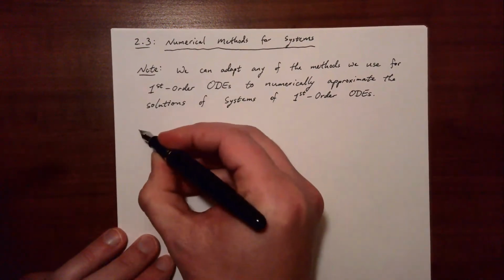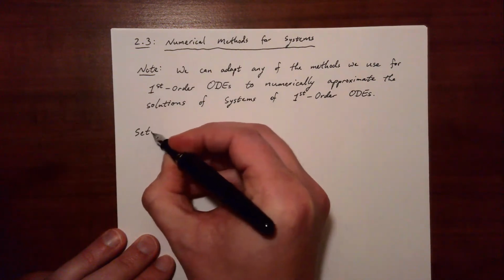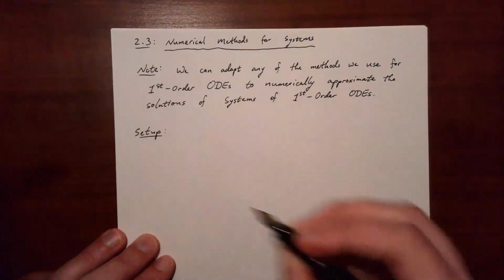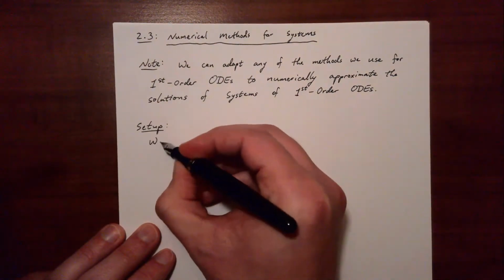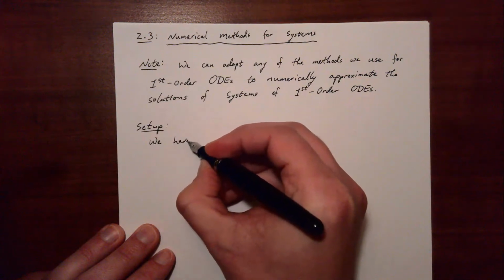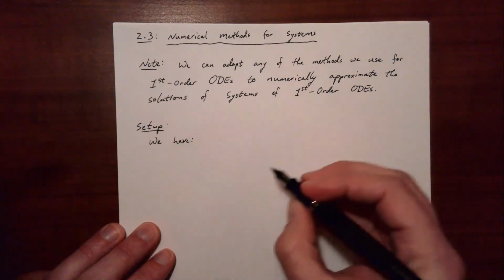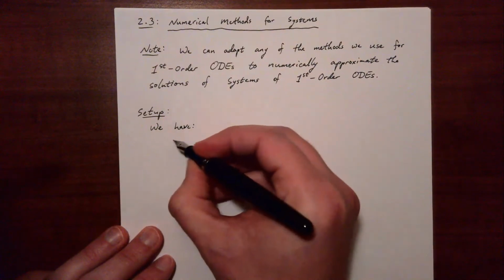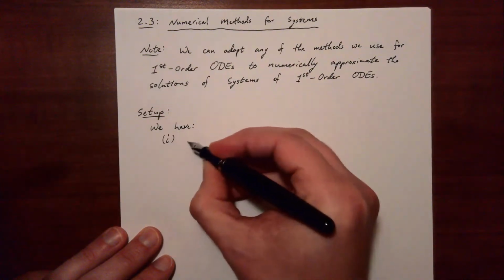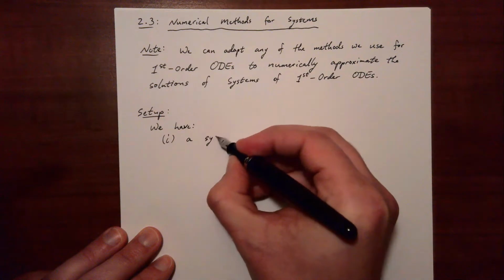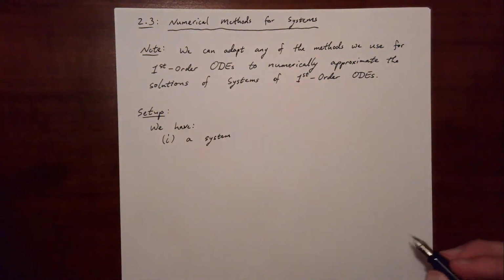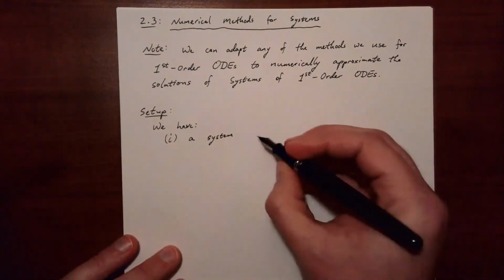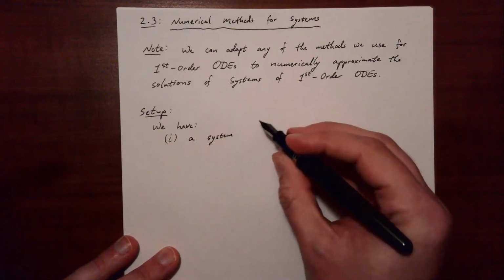So let's start by just discussing what the setup here is, and then we'll focus in on one method in particular, Euler's method. So the setup, there are always a few ingredients that we need to have. One, a system. Technically, what we're about to say applies to systems with more than two variables, but we will stick with just two variable systems because those are the most common application.